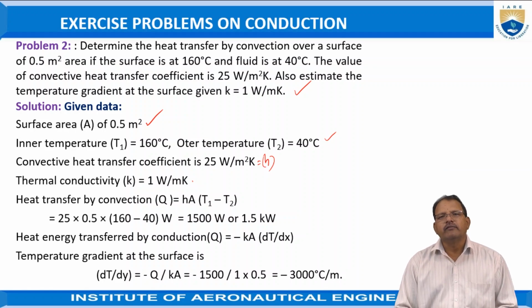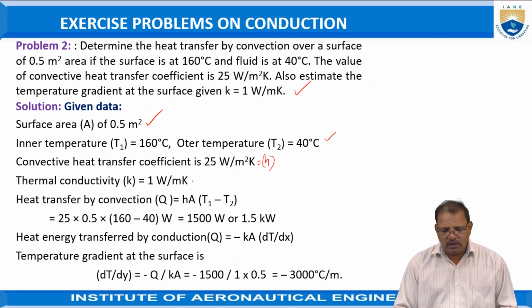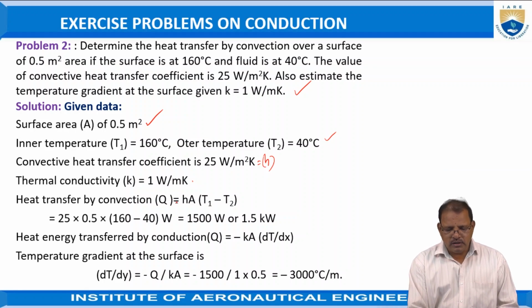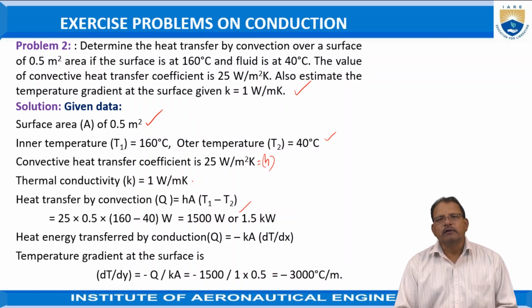Hence, heat transfer by convection is equal to h into A into T1 minus T2, where h is the convective heat transfer coefficient, A is the area of the cross section, and T1 is the maximum temperature from which the body is transferring heat energy to the lower temperature T2. By substituting the values, h is equal to 25, A is equal to 0.5, into T1 minus T2 equal to 160 minus 40. From this relation, we got 1500 watts, which is equal to 1.5 kilowatts.